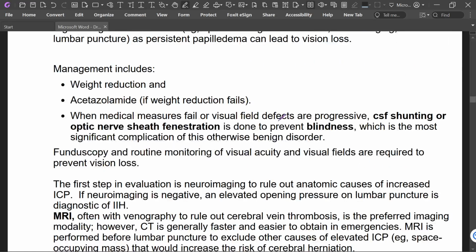Acetazolamide is used if weight reduction fails. If medical measures fail and visual field defects are progressive, do CSF shunting or optic nerve sheath fenestration to prevent blindness, which is the most common significant complication. Follow with fundoscopy and routine monitoring of the visual acuity and visual field.